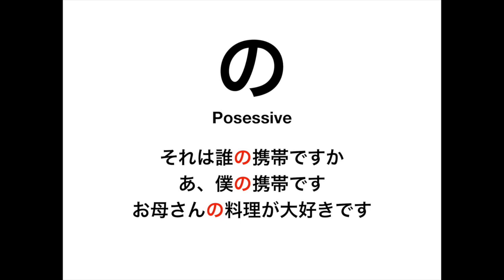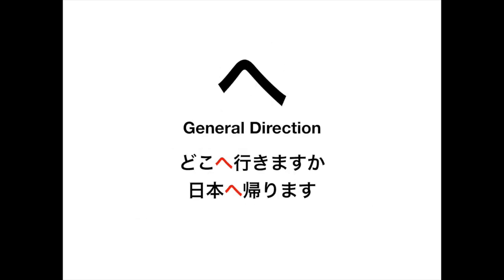Okay, moving on. So next one is え, which is a general direction. This one's pretty straightforward. And so we can say どこへ行きますか? どこへ行きますか? Which is where are you going? Where, general direction, going, question. And then the next one is 日本へ帰ります. So that is Japan, direction, return. So I'm going back to Japan is what it means.